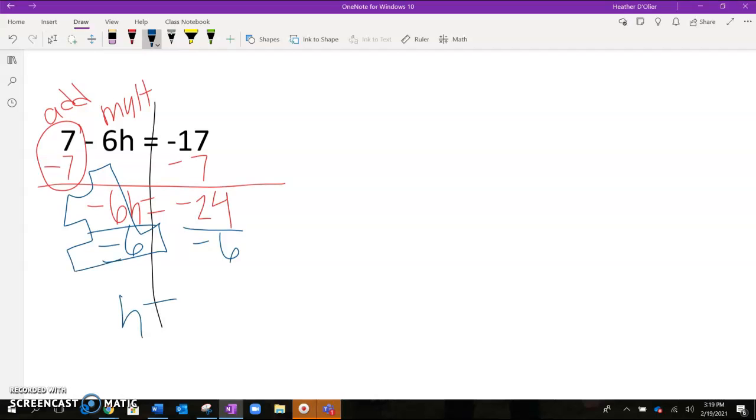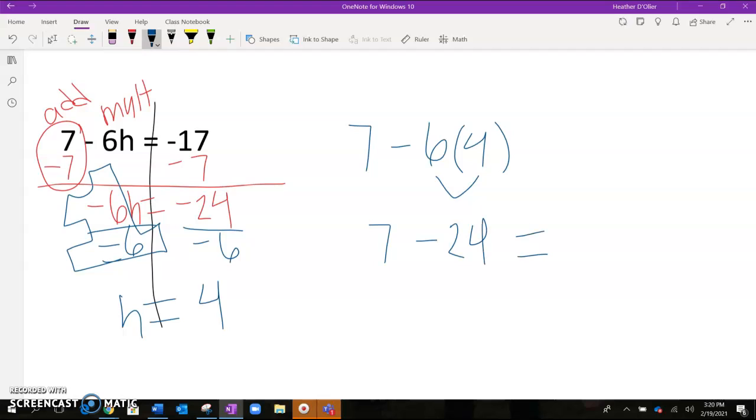So the answer is h equals a negative divided by a negative is a positive. 6 can go into 24 3 times? No, this is totally 4 times. Goober. And again, I can always check it. So I would be doing 7 minus 6 times 4. Do my multiplication first to get that it's 7 minus 24, and 7 minus 24 does equal negative 17. That's how I check these.